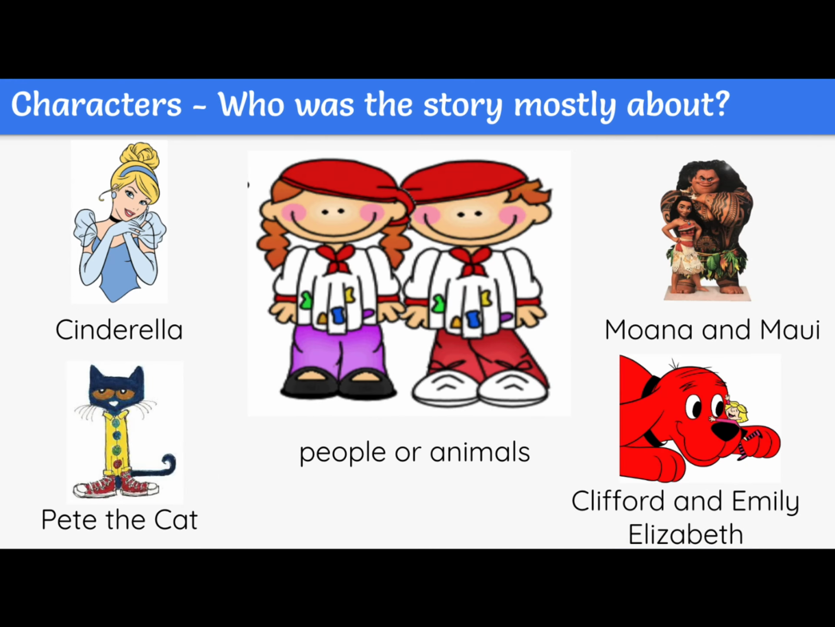You know what characters are. Characters are the people or animals who the story is about. Now, the tricky part when you're retelling a story: you don't want to retell every single character that appears in the story. You only want to talk about the main characters. So like Cinderella or Pete the Cat, Moana and Maui, or Clifford and Emily Elizabeth. Those are the main characters. We're not going to tell you every character in those stories, just the main ones.